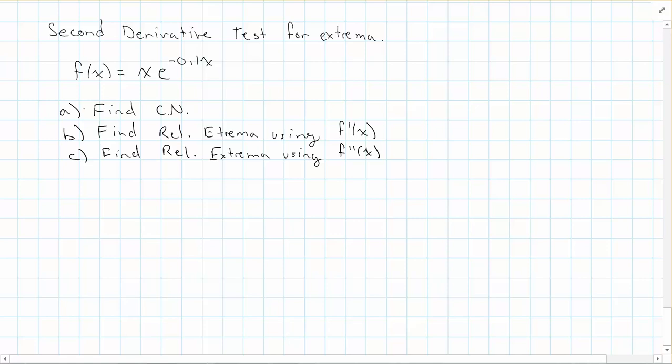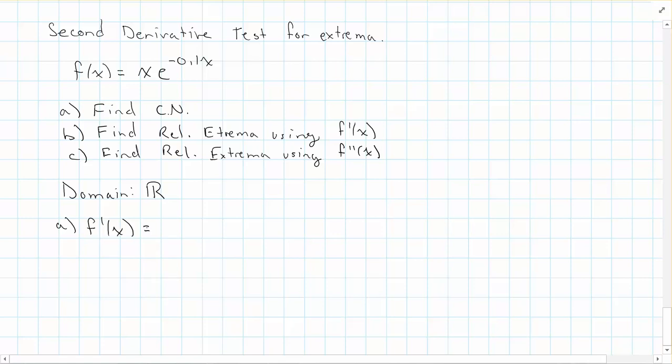So first off, we need to find the critical numbers. Well, we aren't given a domain in this problem, so we should write down what the domain here is. And of course, this domain here is all real numbers, because I've got x, which is defined for all real numbers, and e to the negative 0.1x, which is defined for all real numbers. Alright, so then we need to find my first derivative.